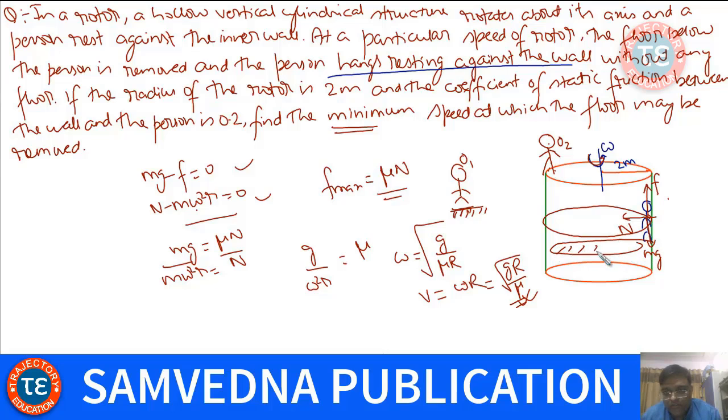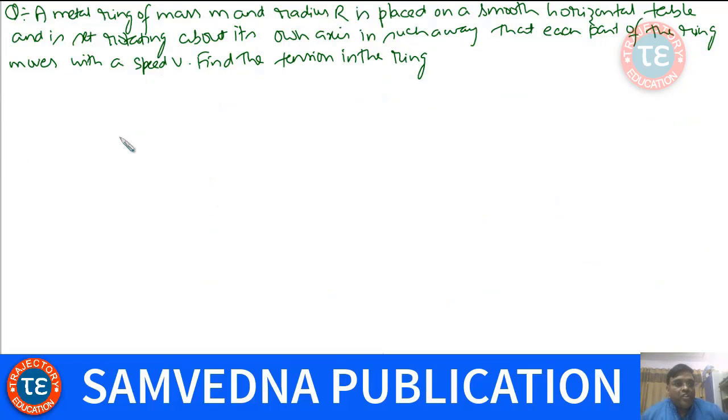Only then you can remove the surface over here. You have a surface, you can remove it. The person will not fall. The person is not going to fall. Alright, so this is the way you can do it. Let's take the next question.